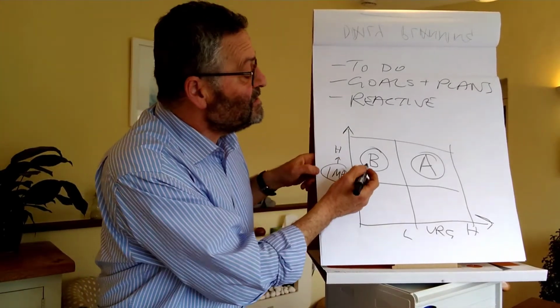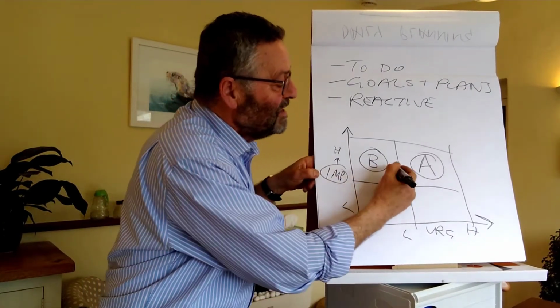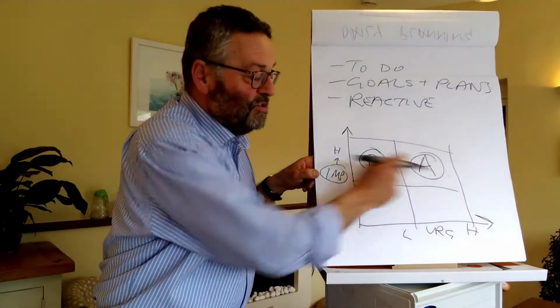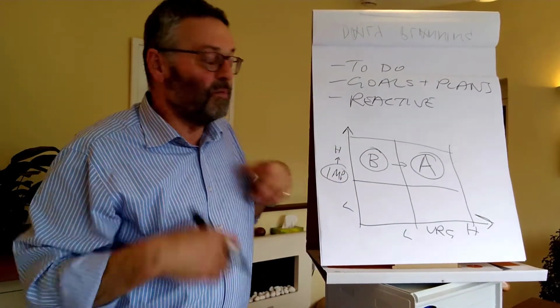So these B things are the ones that normally get missed. They don't get done, and when they don't get done, they become urgent. They normally don't get done when they're not urgent. They only wait till they're urgent.